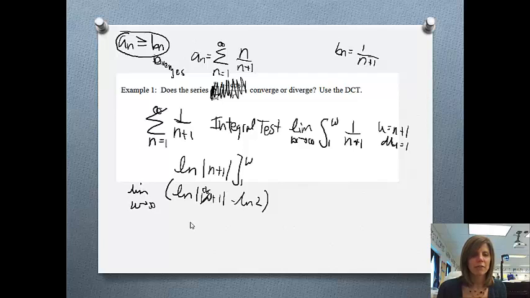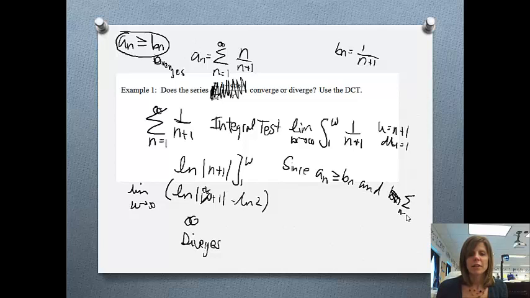And if I plug in infinity, we will get an answer of infinity. So this function, this series, does diverge, and since our series in question is bigger than this series and this one diverges, then so does ours. So we are going to say, since a sub n is greater than or equal to b sub n, and the series n equals 1 to infinity of b sub n diverges, then so does this one. So does ours. So that's how we will do that.